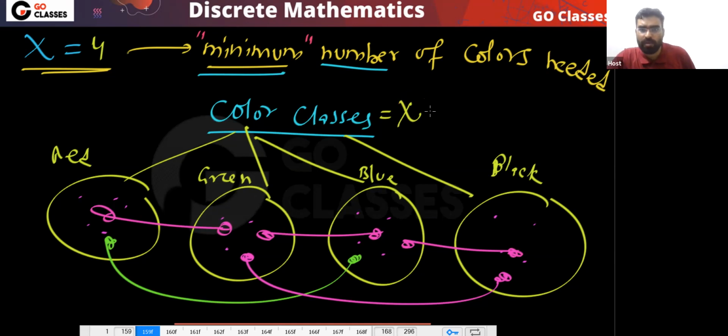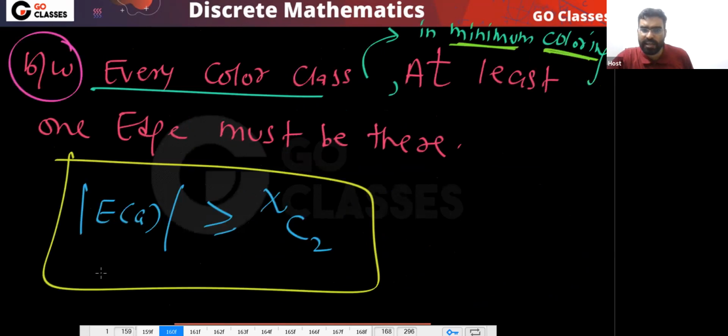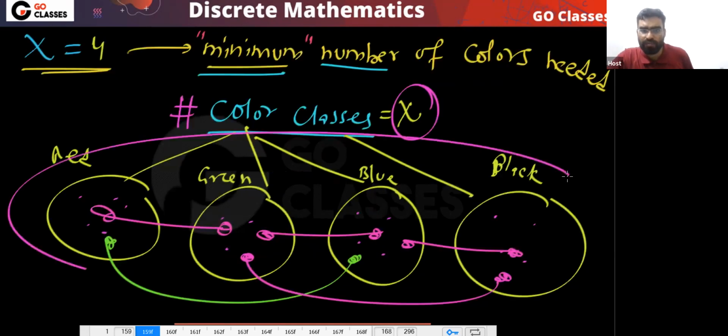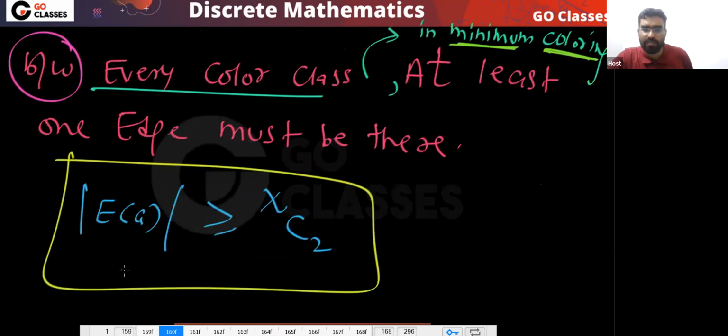This chromatic number is equal to the number of color classes. So the number of color classes will be zeta. And between every two color classes, you must have at least one edge. Between every two of them. So minimum these many edges will be there.